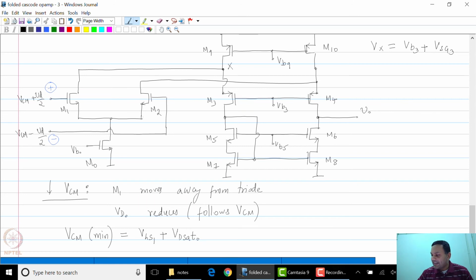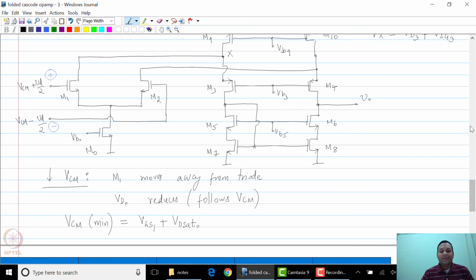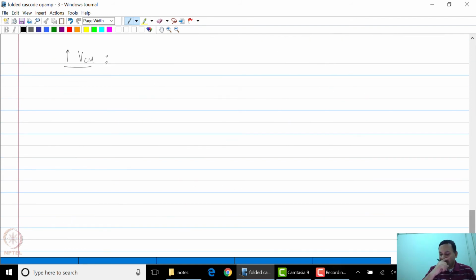Now what happens if you start increasing VCM? This will give you the maximum limit. Clearly that will happen when M1 goes into triode, M1 or M2. That is because nodes X and Y are held constant at VB3 plus VSG3. Therefore, the gate voltage of M1 is increasing, the drain voltage is constant, so clearly it is moving towards triode region.